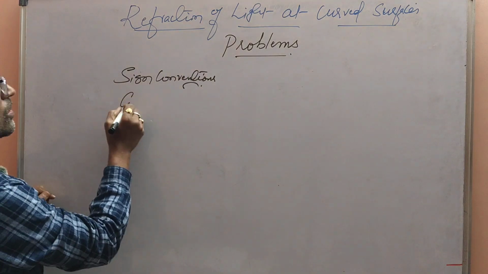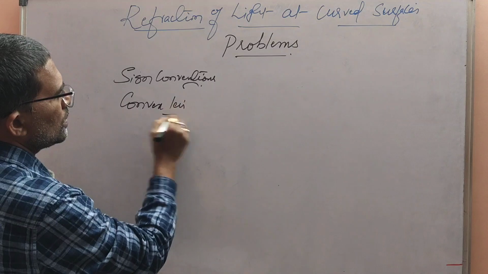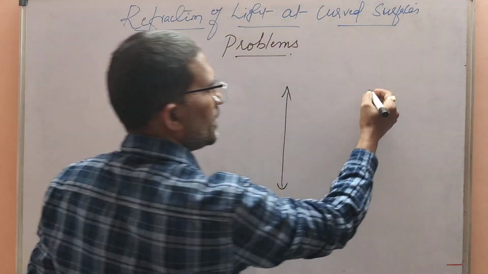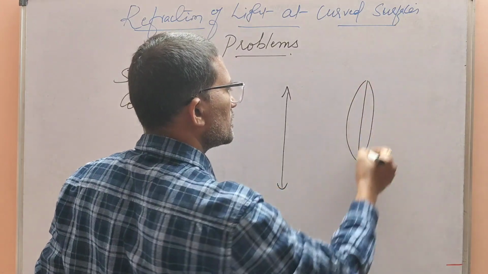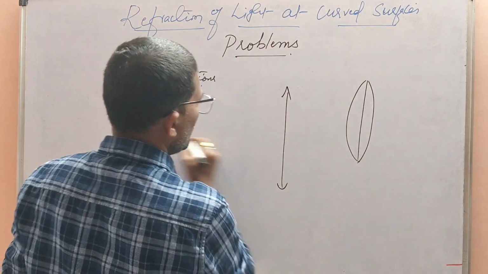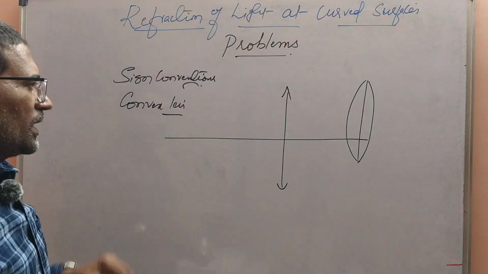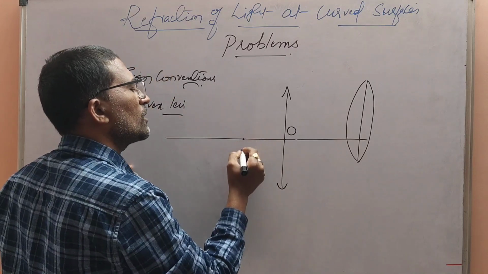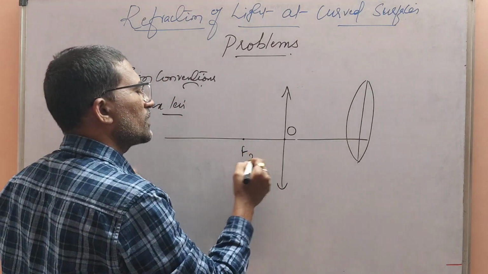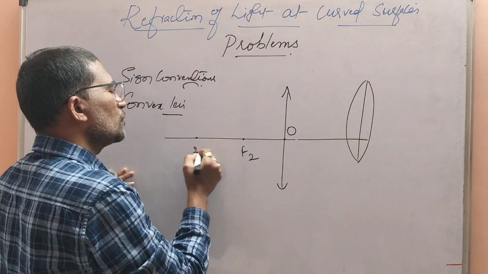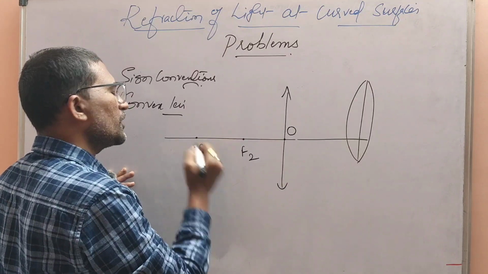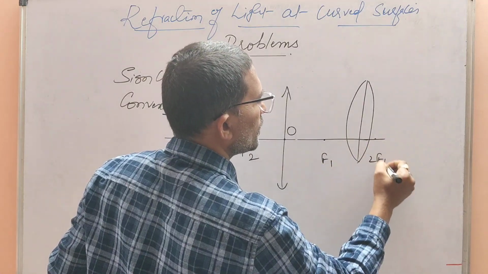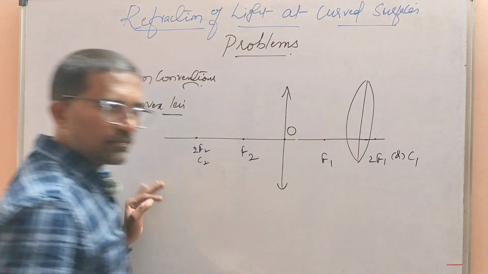So for a convex lens, this is the symbol for a convex lens. A convex lens is a converging lens. This is what is called the optic center, and this is what is called the focus. If I take this one as f2, this is 2f2 or c2, this is f1, and here it is 2f1 or c1.